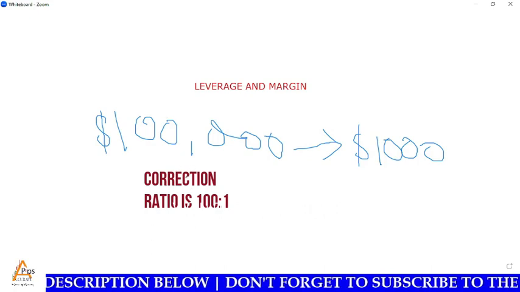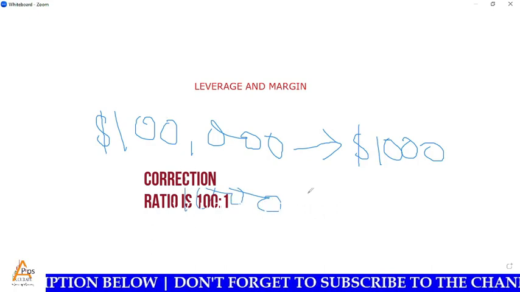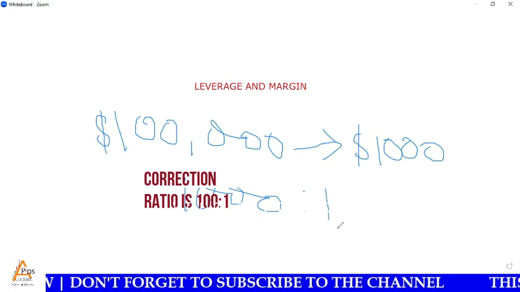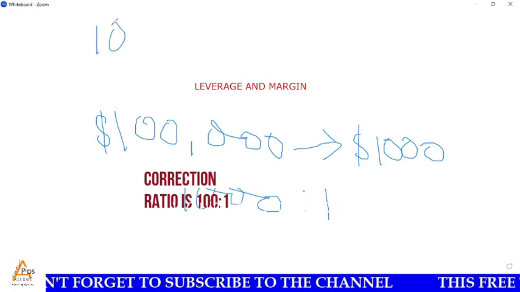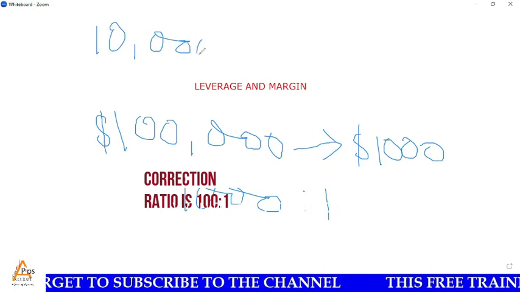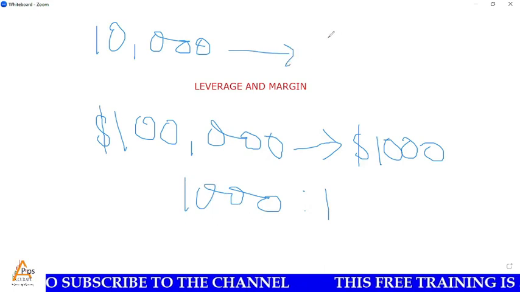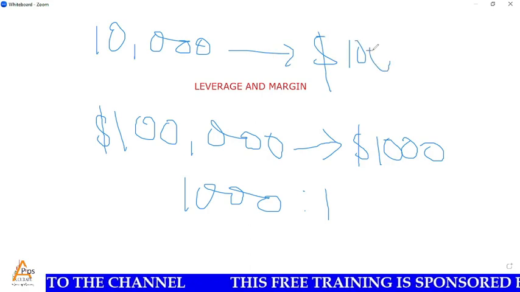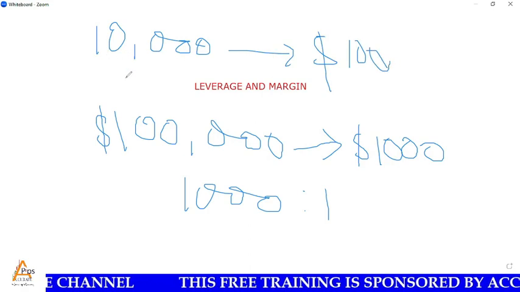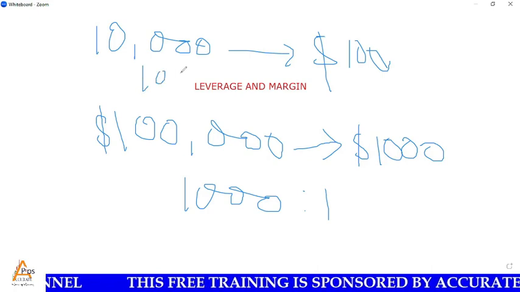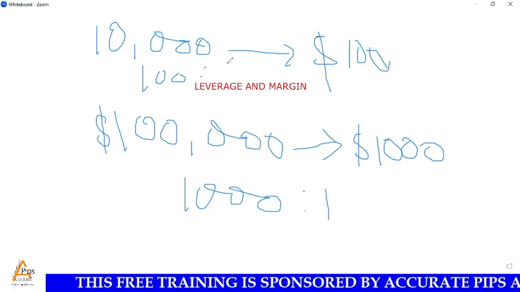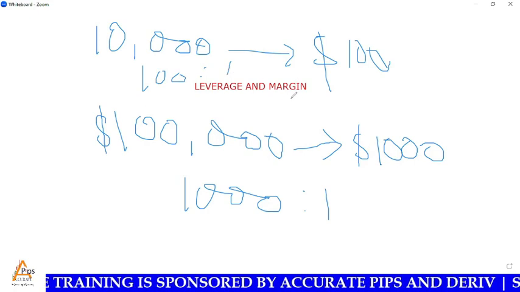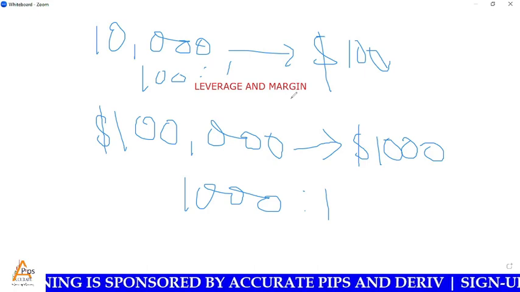Now we have different ratios. For this one, the ratio is 1000 is to 1. For instance, if you want to control a $10,000 position, it means your broker will require you to set aside $100. So you make a deposit of $100. In this case, the ratio is 100:1.